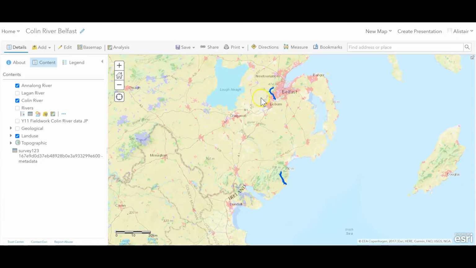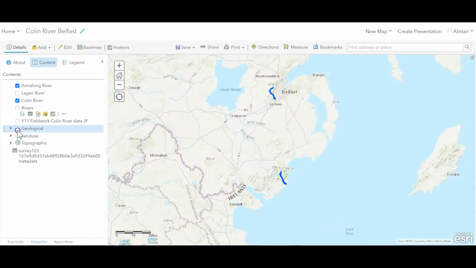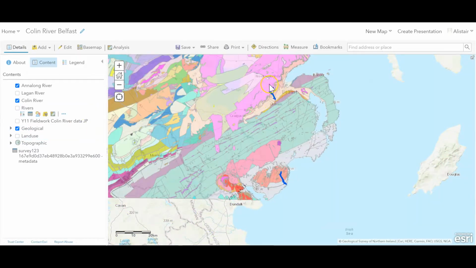What you could do is compare the Colin River and its land use with the Annalong River with very different land use. Compare the Colin River with its particular geological pattern here and the changing geology as you move down with the Annalong River where the geology doesn't change too much.